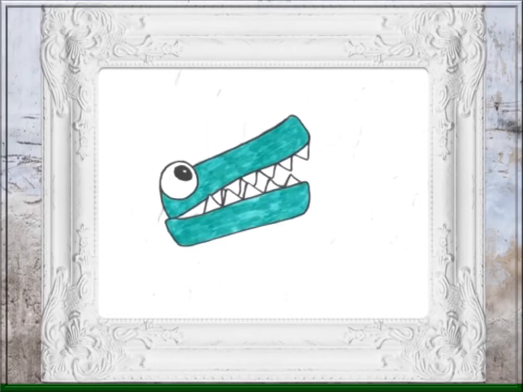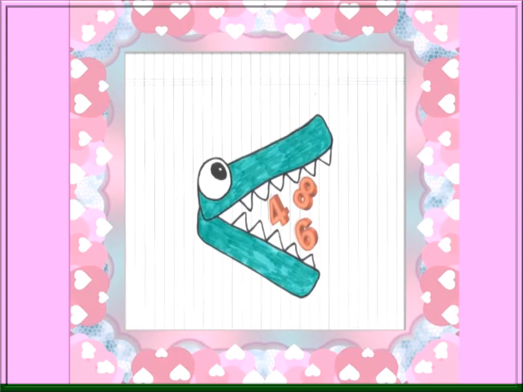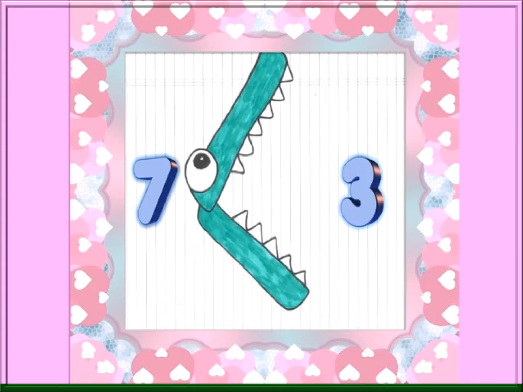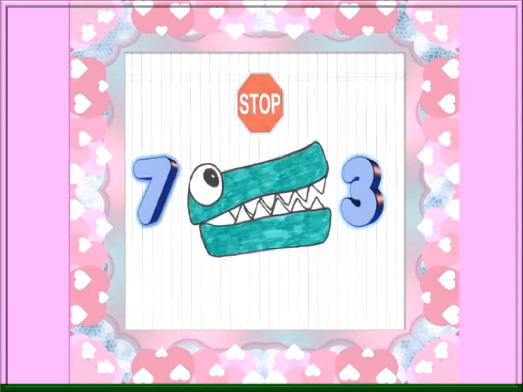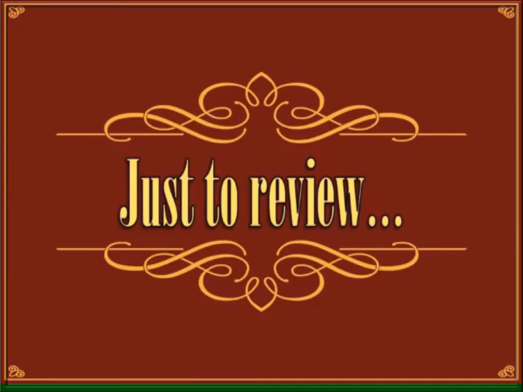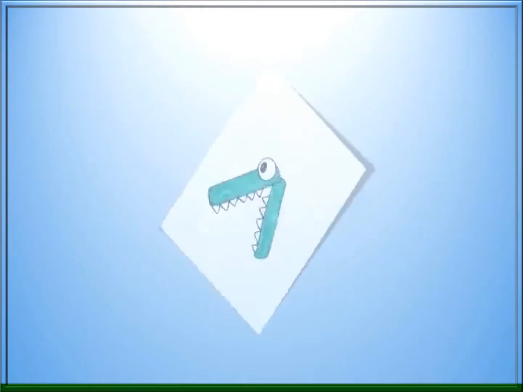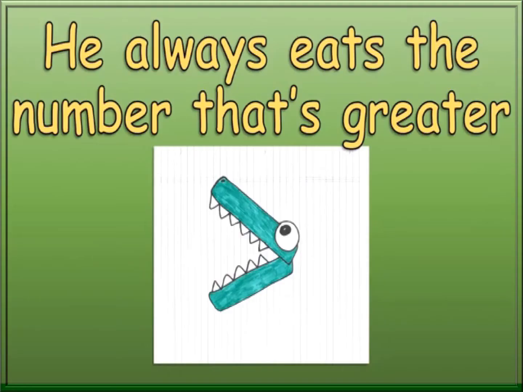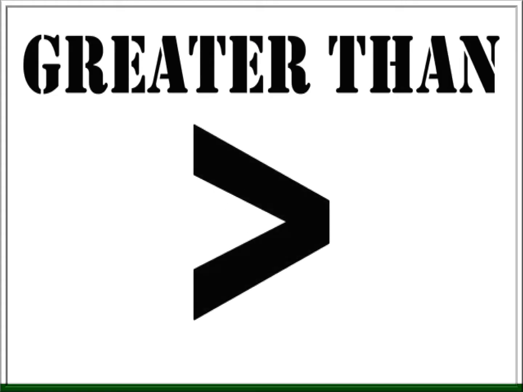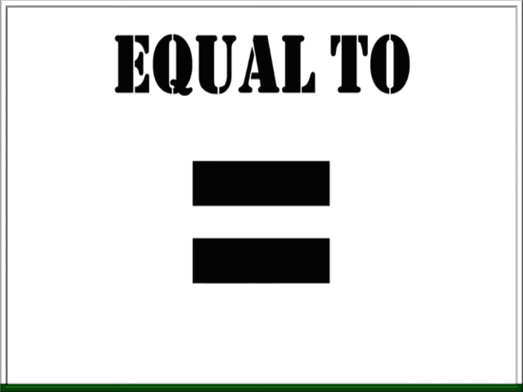Once upon a time there was a hungry alligator. He loved to eat numbers, so he figured out a way to always get the biggest bite when the numbers were there. He would stop for a second, take a look and compare. Whichever number was the biggest of the two was the one that he would eat. So just to review, here's the main thing to know about the hungry alligator. He always eats the number that's greater. Greater! Greater than, less than, equal to.